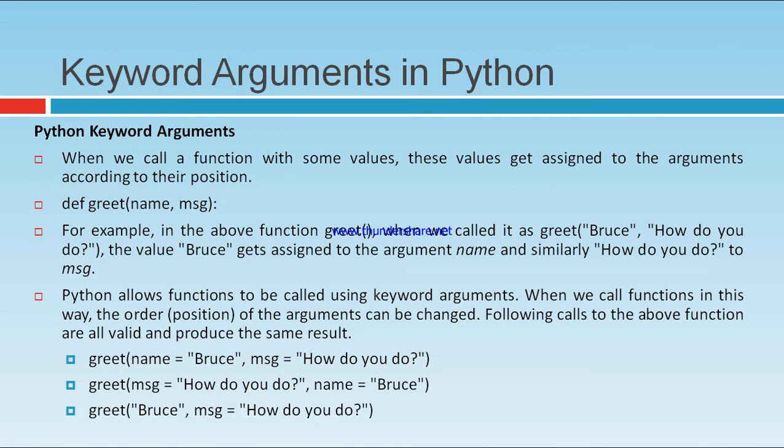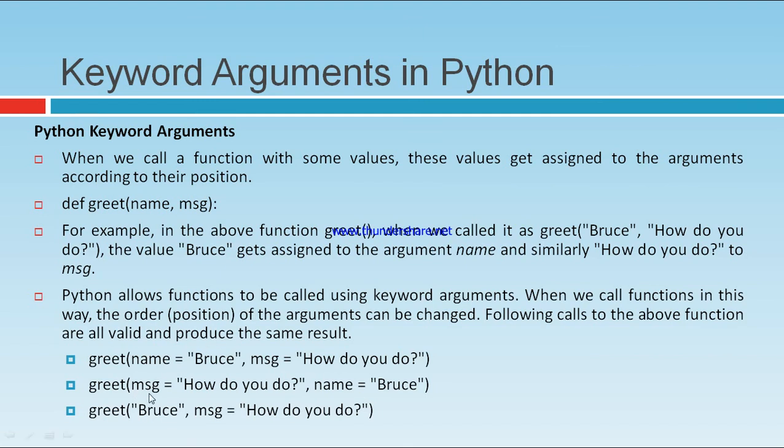Now, Python allows functions to be called using keyword arguments. What are keyword arguments now? When we call a function in this way, the position of the argument can be changed. Just see the example. These three are the function calls. Greet name equal to Bruce, message equal to how do you do. In the calling statement, we write the function argument name with value. Right? It is known as keyword arguments.